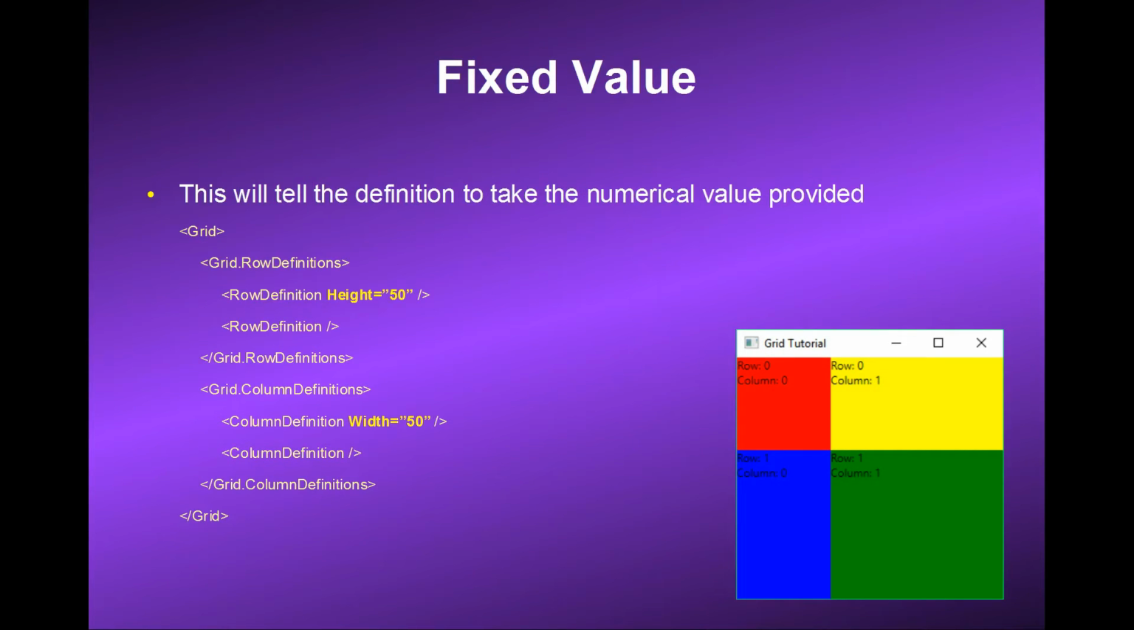Fixed value. This will tell the definition to take the numerical value provided. So in our row 1 and our column 1, we set the height and width to 50. So our red over here in row 0, column 0, will be a 50 by 50 cell. Our row 0, column 1, yellow, will be a 50 height and then fill in its width. Row 1, column 0, it'll be the opposite. It'll be a filling height but a defined width of 50. And then our row 1, column 1 again will just simply fill the remaining space.